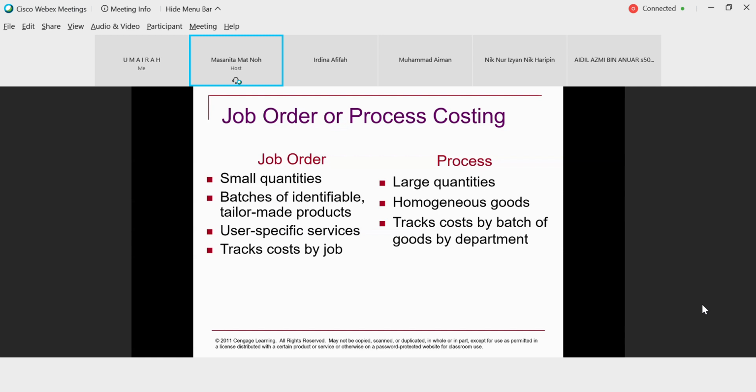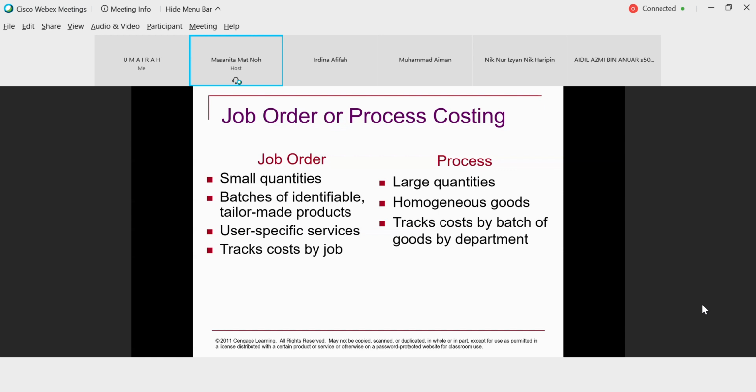Kalau ada a few bungalow, maksudnya dia tak banyak lah. Jadi dia punya requirement to calculate the cost in producing this kind of products tu sangat specific to that particular product. So dia kata apa? Batches of identifiable tailor-made products. Okay, itu for job order. Dia sangat spesifik.